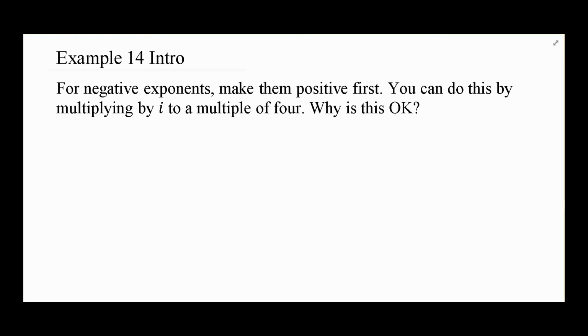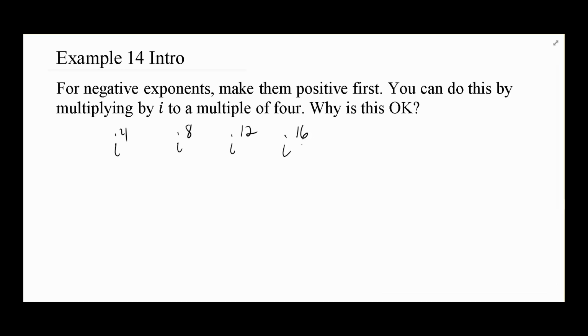So what if I want to simplify i to a negative exponent? There are a couple different approaches you can take, but my suggestion to you is to rewrite it as a positive exponent first. You can do this by multiplying by i to some multiple of 4. You can multiply by i to the fourth, i to the 8th, i to the 12th, i to the 16th, any of those values until your negative exponent becomes positive.